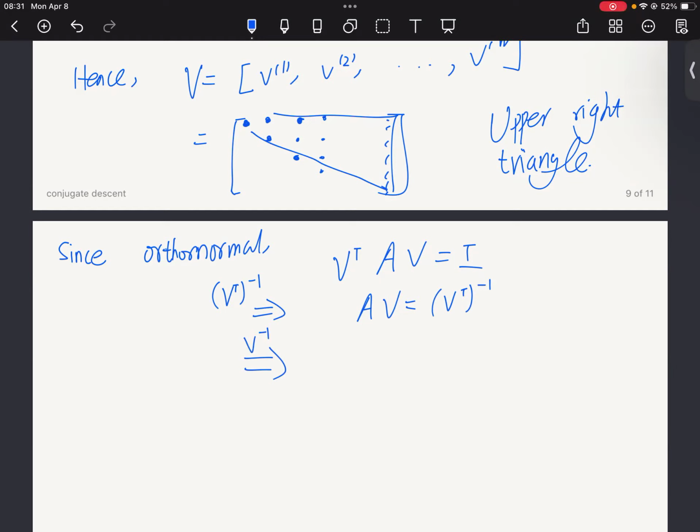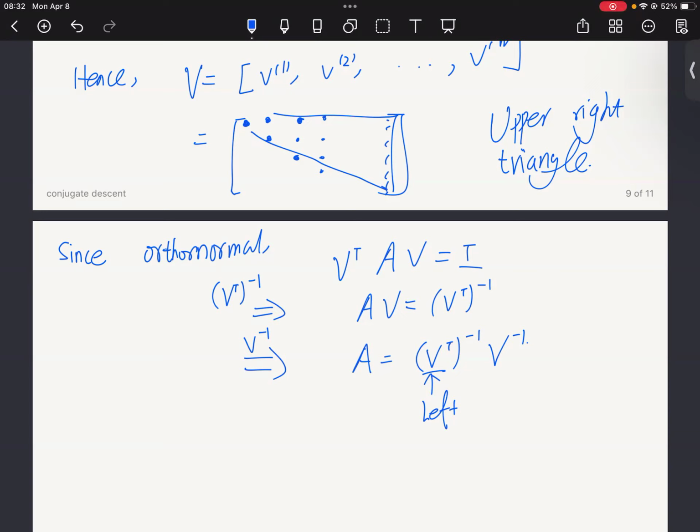and for both sides. And I got A, and then V transpose inverse, and then V inverse. And let's see the V transpose inverse here. The V transpose is just the lower left matrix. And then if you take the inverse, you can actually prove this: the lower left matrix's inverse is still a lower left matrix.